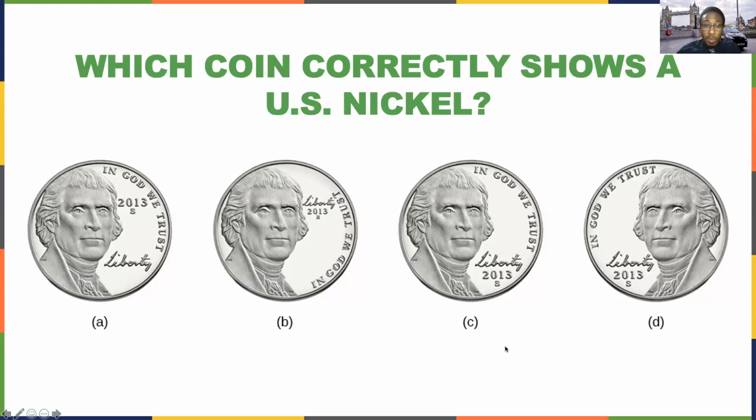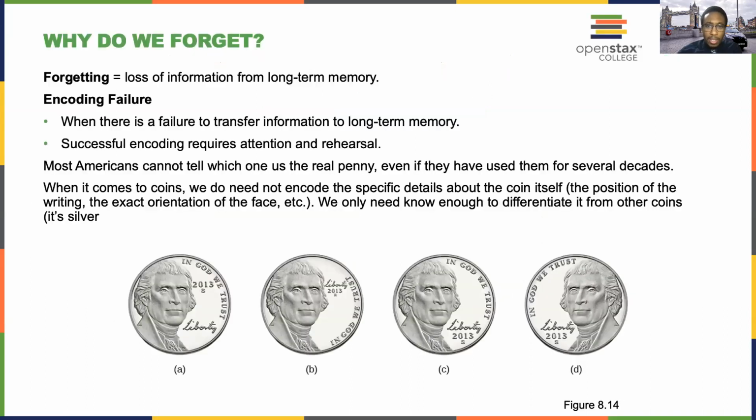But if you're like most people, it was probably pretty hard to determine which one of these coins was the correct one. And that's strange because a nickel is something that most people are very, very familiar with and have probably used many, many times. So why is it so hard to remember which one is right? That has to do with encoding.